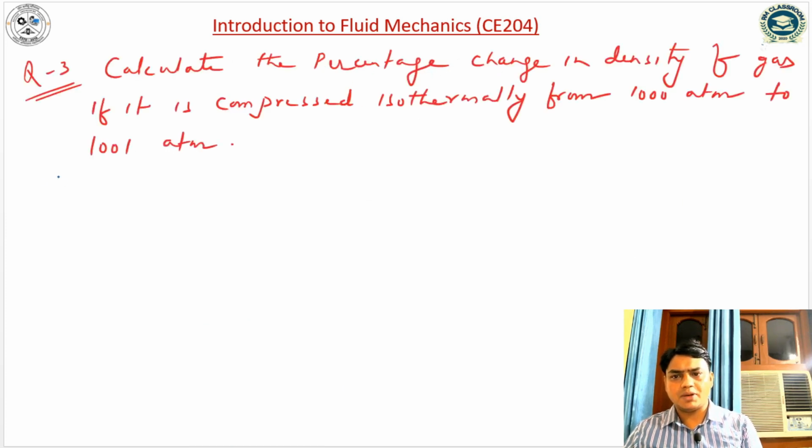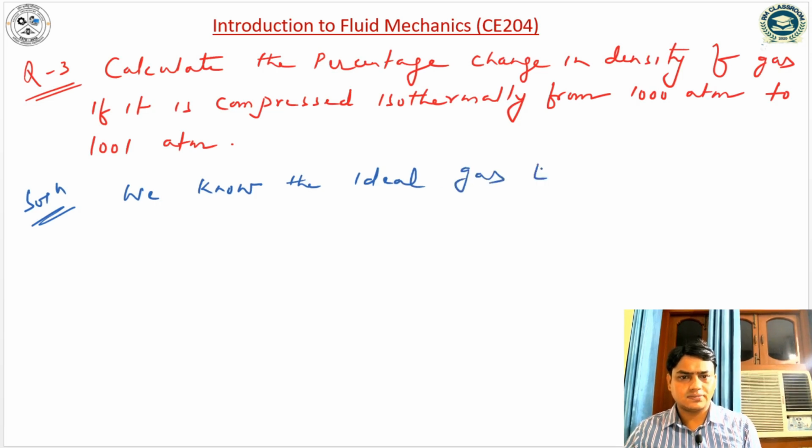Let us take another problem. Calculate the percentage change in density of gas if it is compressed isothermally from 1000 atm to 1001 atm. So we know the ideal gas equation, that is P is equal to rho R into T.